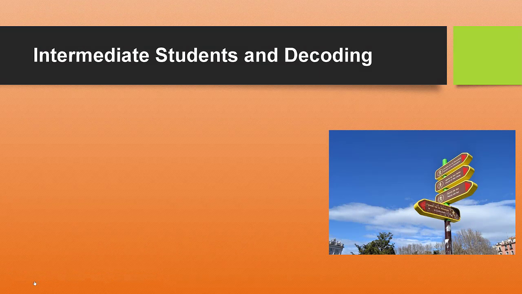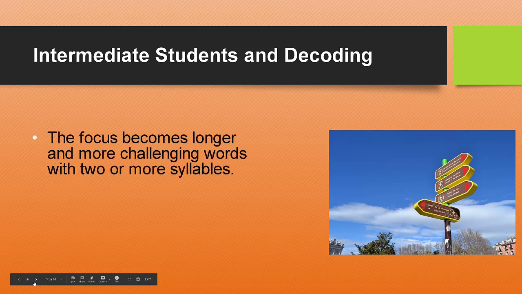So now we're going to dive into intermediate students and decoding. So in the intermediate grades, in grades 3 through 5, we know that the focus of reading words becomes a challenge in that they are doing more difficult words that have 2 or more syllables. For example, intermediate has more than 2 syllables, so that could be a very challenging word for some of your students.